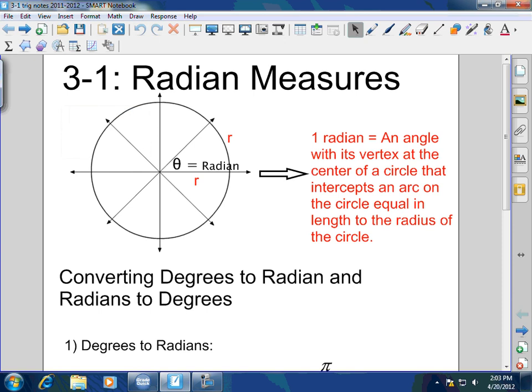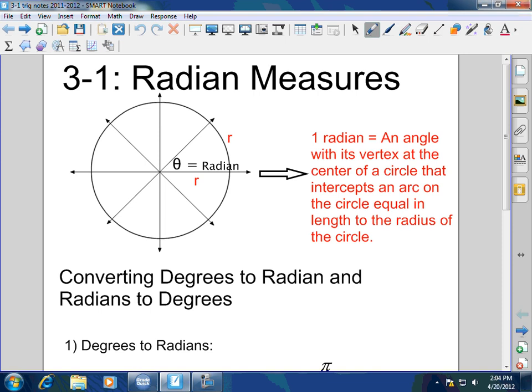We are here today going to talk about radian measures. Now, radians are pretty much just a fancy way of writing a degree. In fact, 1 radian is an angle with its vertex at the center of a circle that intercepts an arc on the circle equal in length to the radius of the circle. Let's explain that in English.